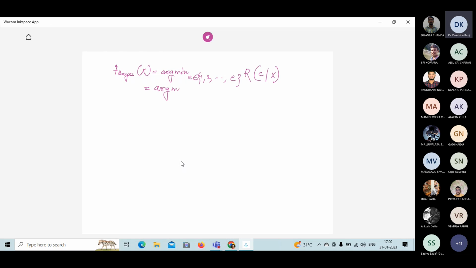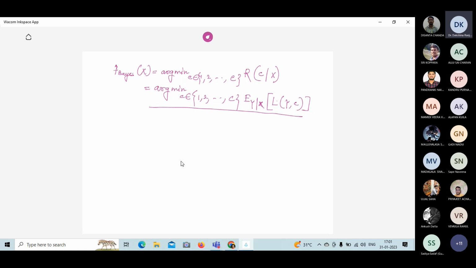Further, we can write this arg min over C belonging to 1, 2, capital C, and instead of writing this representation R of C given X, we can write the representation for expected loss. Both will be the same, but we can change the notation for our convenience. So we can write expected loss, E of Y given X, of L of Y comma C. So this is the representation for the objective function or the risk function to be minimized.